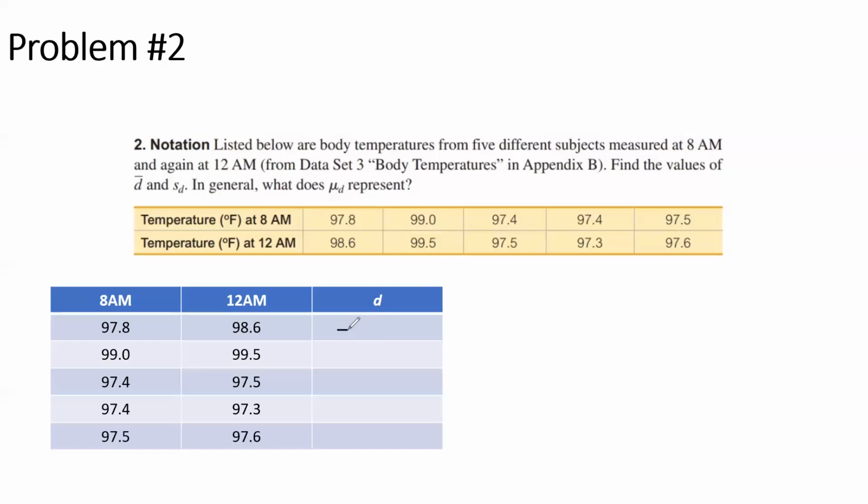All right, negative 0.8. Save me some time. Negative 0.5. Negative 0.1. No, this one is just 0.1. There we go. And then negative 0.1.